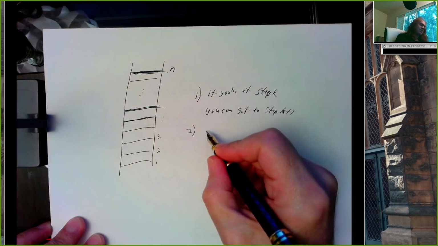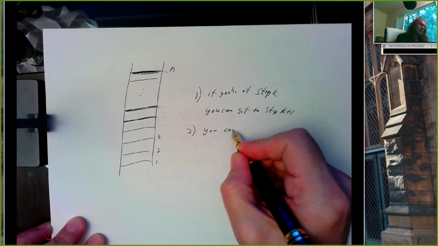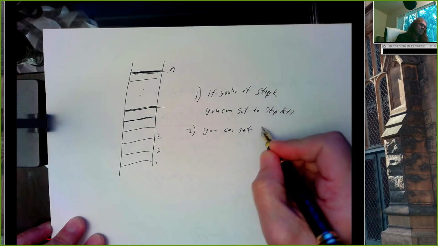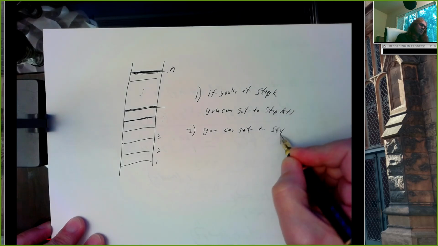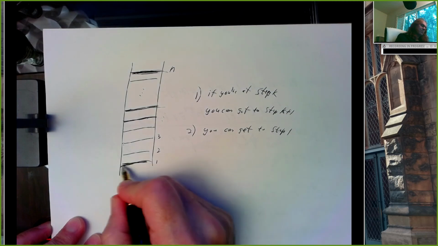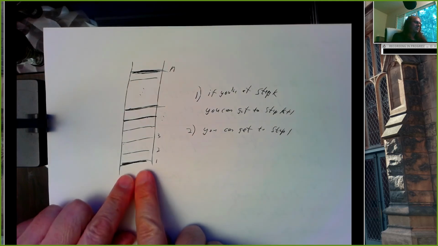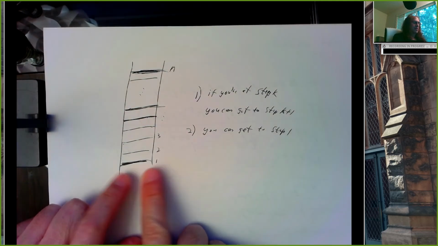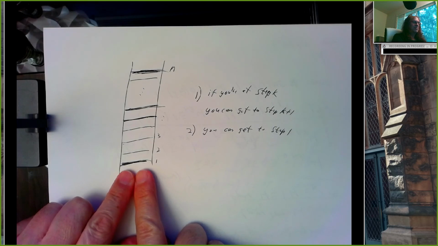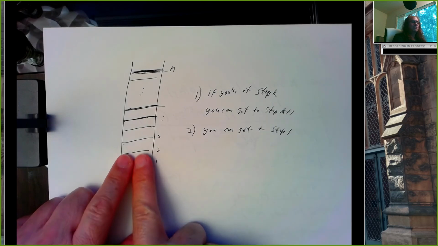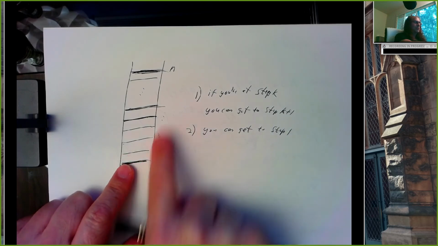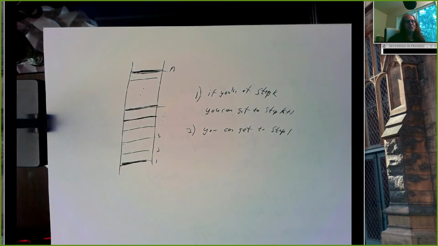The other thing you need to know is you can get to step 1. You got to be able to reach this step. If this ladder is sitting on top of the Empire State Building, I may not be able to get to the first step. But if I can get to the first step, and if it's true that whatever step I'm on, I can go up one step more, you can prove that you can reach any rung number n for any positive integer n.